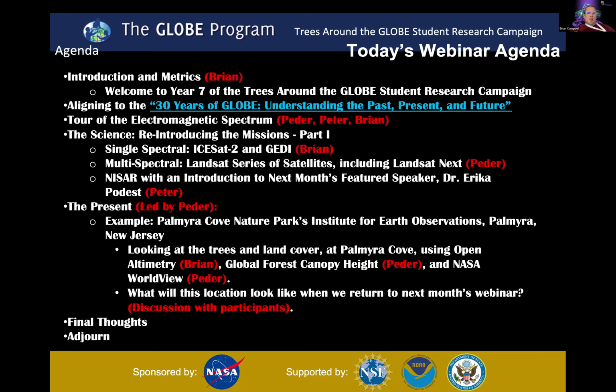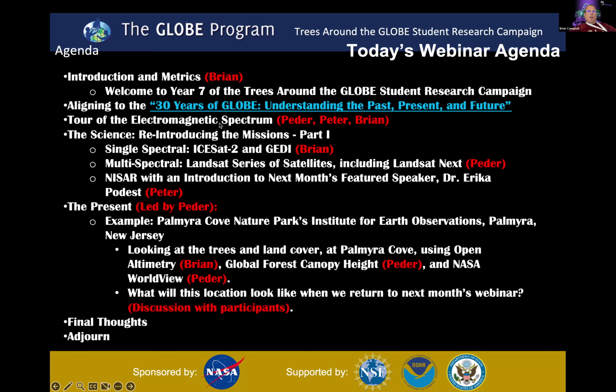There's a couple things here that we're going to go over, and we're just using this as an example. And John, we didn't say anything to you ahead about this. We're just testing this out during this webinar. An example is the Palmyra Cove Nature Park's Institute for Earth Observations in Palmyra, New Jersey. That's where John Moore is the lead and the manager of this nature park and institute. We're going to look at it in different ways. I have a couple slides I'm going to bring up of tree height observations and other observations we've done at different events at Palmyra Cove, and we'll go from there. And then we're going to have a little discussion towards the end.